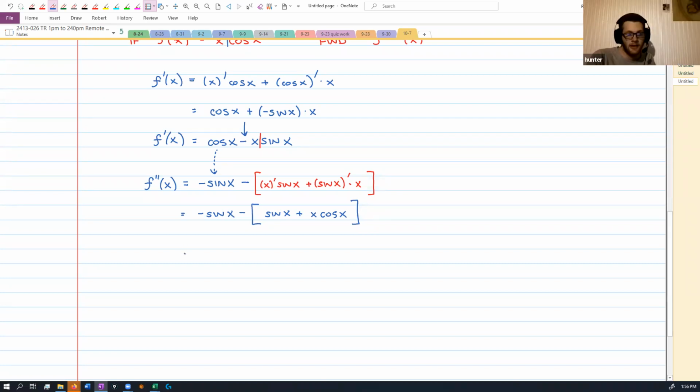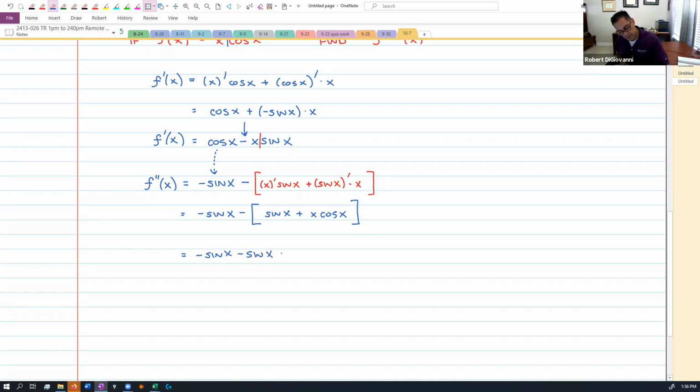Can we simplify that down a little? I'm going to simplify right now. Negative sine x minus sine x minus x cosine x. I distributed the negative through. See, if you don't put this bracket or parenthesis, it's going to be all messed up. This negative must pass through both terms. But when I pass it, now those first two terms can go together as negative 2 sine x minus x cosine x. And now I have my second derivative.